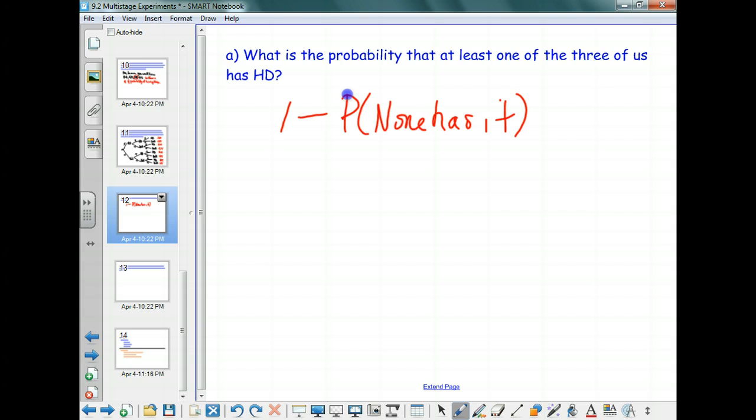What was the probability of that one tree branch? 0.125. What's 1 minus 0.125? 0.875, an 87.5% chance that one of the three of us has Huntington's disease. And that's really scary, because I know what Huntington's disease has done to my family.